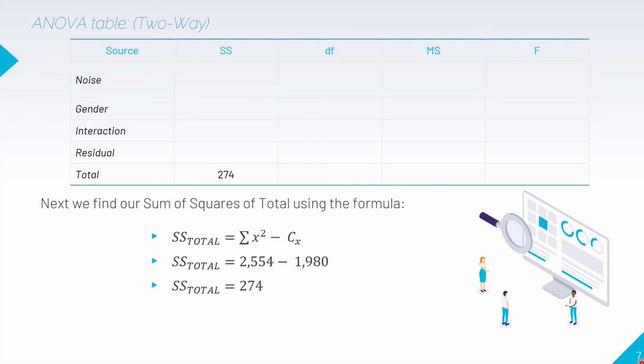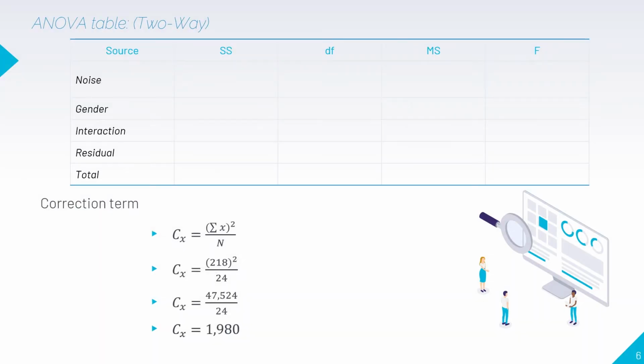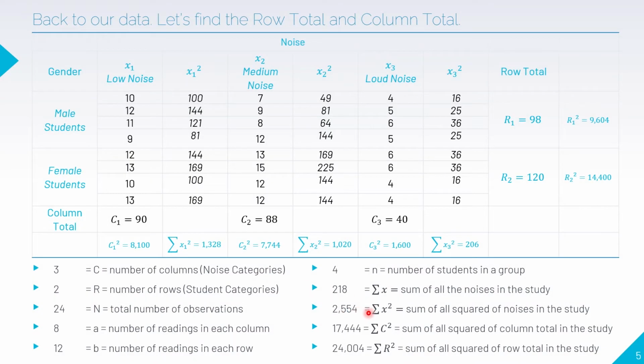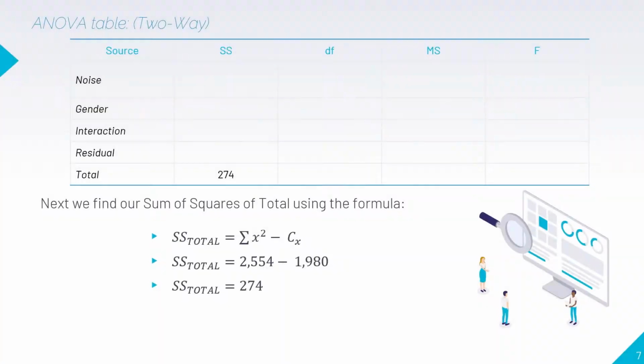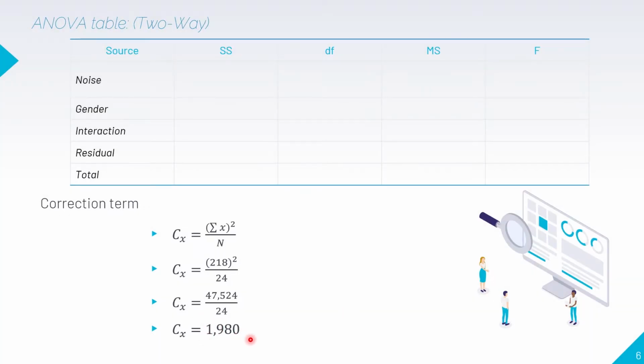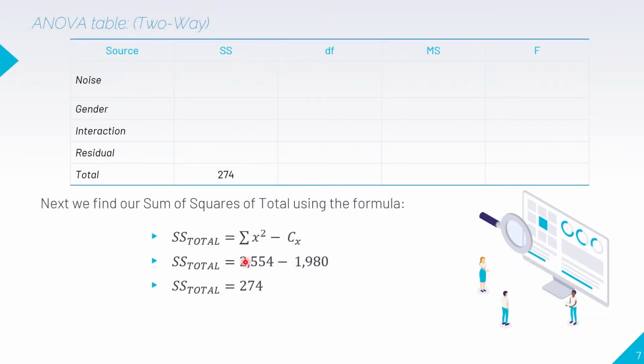In finding our sum of squares total, using the formula SS total is equal to summation of x squared minus Cx. So we have summation of x squared 2,554 minus our Cx, the 1980. So minus this one, and we have 274 as our sum of squares total.